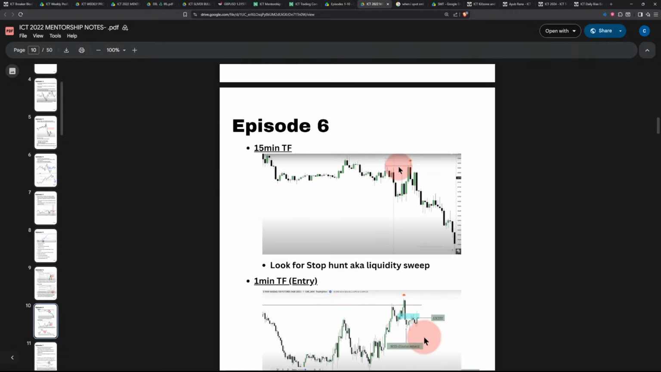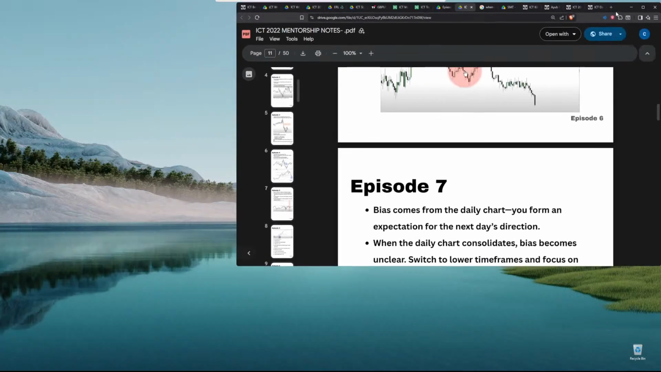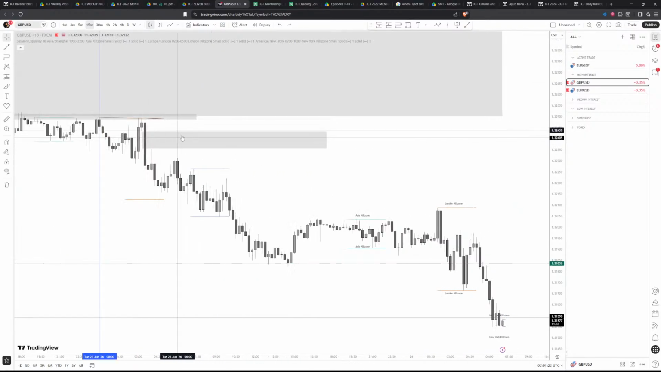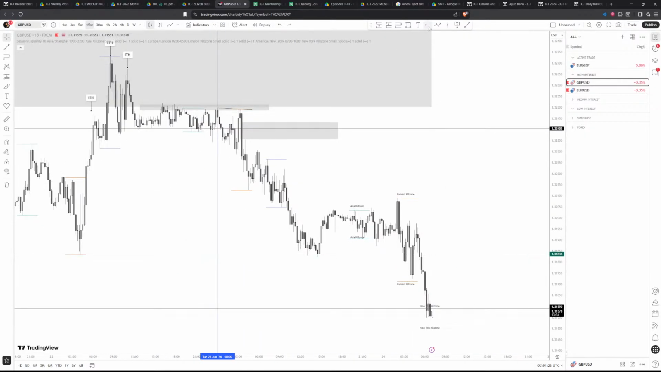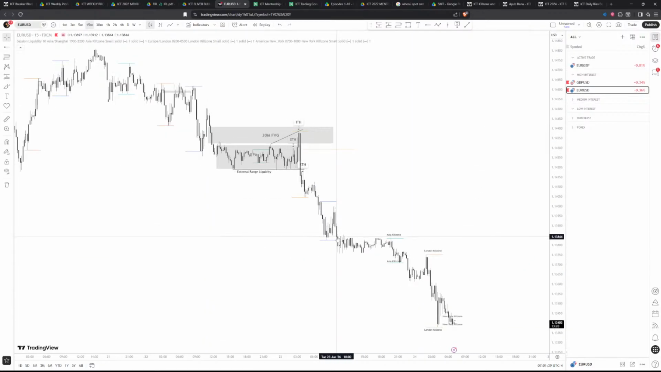Okay, this makes sense. He looked for some liquidity from the 15-minute time frame. For example, this right here would have been liquidity. The session swept above it, which lines up with Asia's highs. We displaced downwards, broke structure, pulled back, that's your entry. Okay.